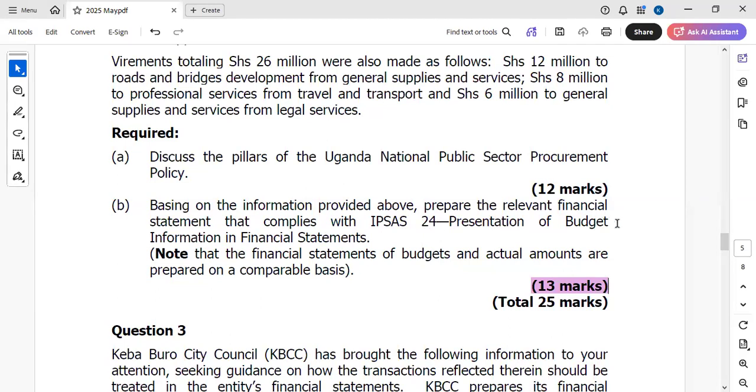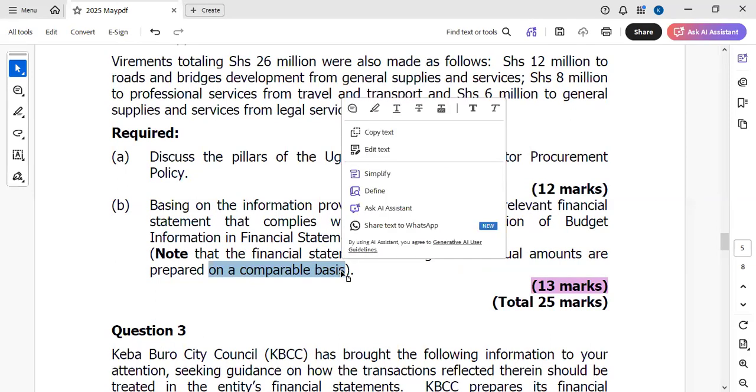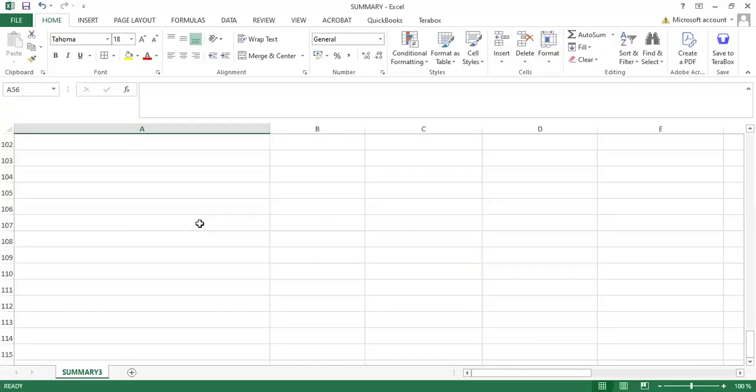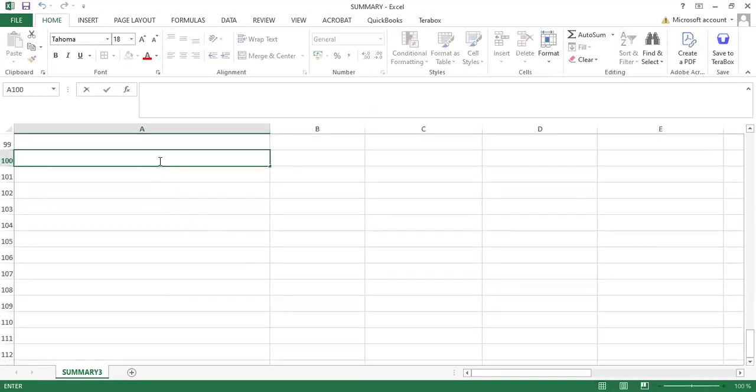That is presentation of budget information in financial statements. We note that the financial statements of the budgets and the actual amounts are prepared on what? On a comparable basis. When they say comparable basis, it is also something that you really need to know. They can ask us a theory here. When they say comparable basis, what do they mean?